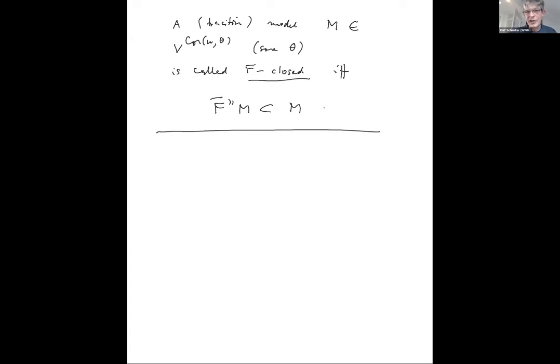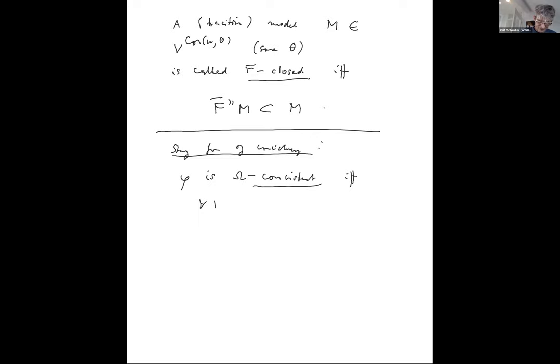So for instance, if the original F coded the sharp function, then this just means that M is closed under sharps. And then the strong form of consistency which we want to consider is that we say that phi is omega consistent. That coincides with the definition Woodin gave for this, except that we formulated it differently for future purposes.